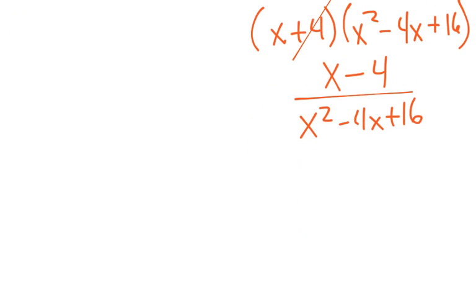Now, are there any factors of 16 that add up to a negative 4? 2 and 8, nope. 4 and 4, nope. So we leave it like that.